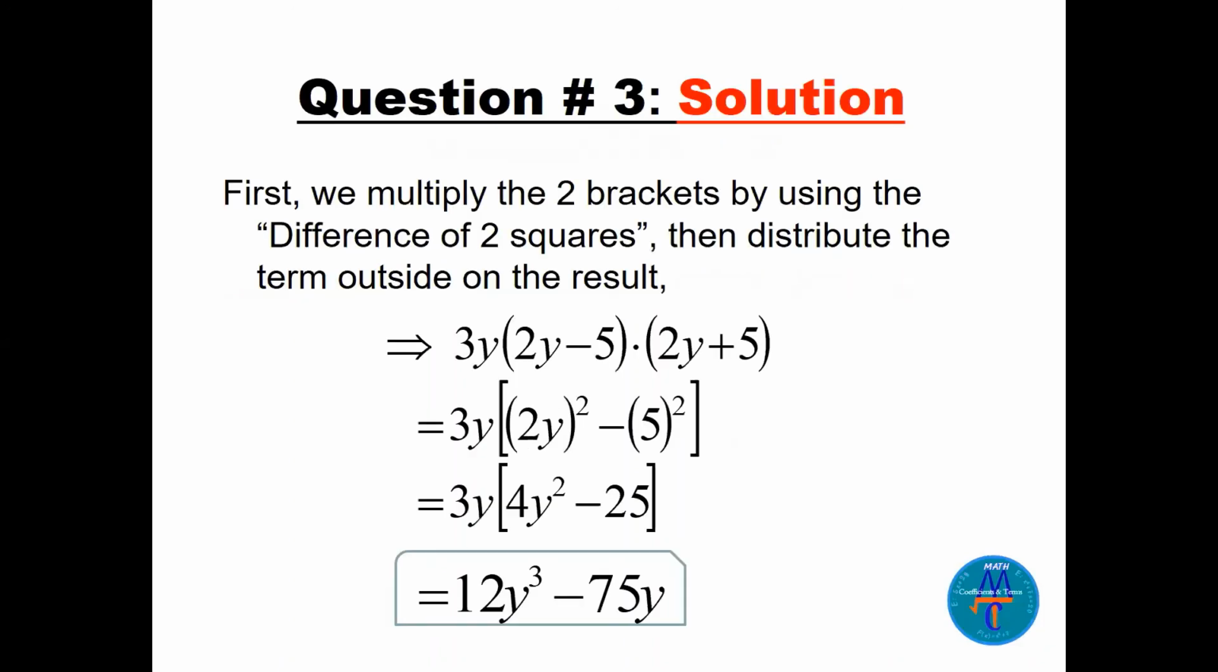So leave the 3y now for a minute. 2y becomes all squared in the bracket, minus 5 all squared. Remember the minus in the formula. 2y all squared, 4y squared. Minus 5 squared, minus 25. Now you have to distribute 3y times the first term, 3y times the second. So this is the final answer: 12y cubed minus 75y. This is the answer of the multiplication.